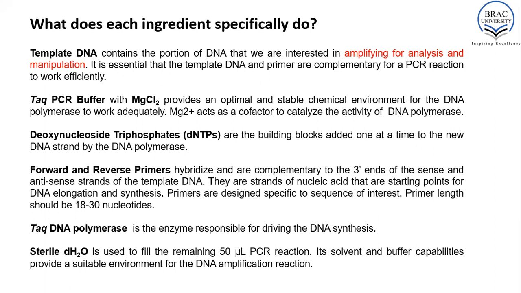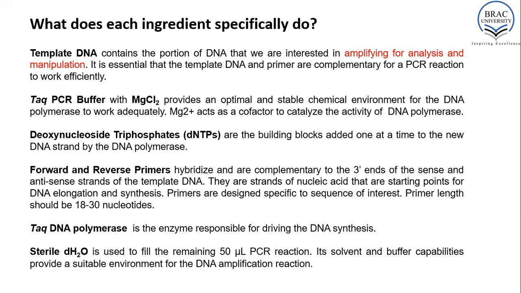The melting temperature, as I said, is important for annealing. It is used to set the annealing temperature of the PCR reaction. There is a formula for melting temperature, which you can go and have a look at. Normally a temperature between 55 and 60 gives the best result.